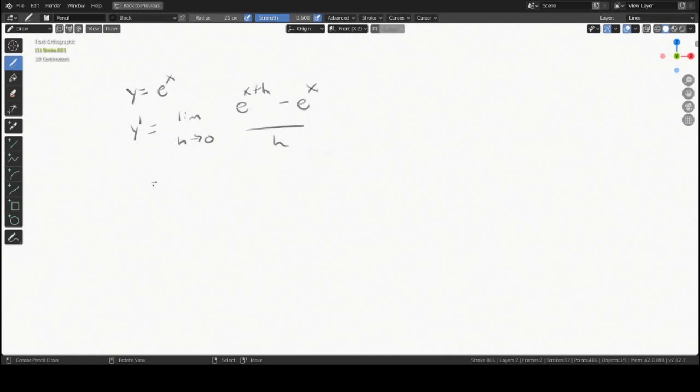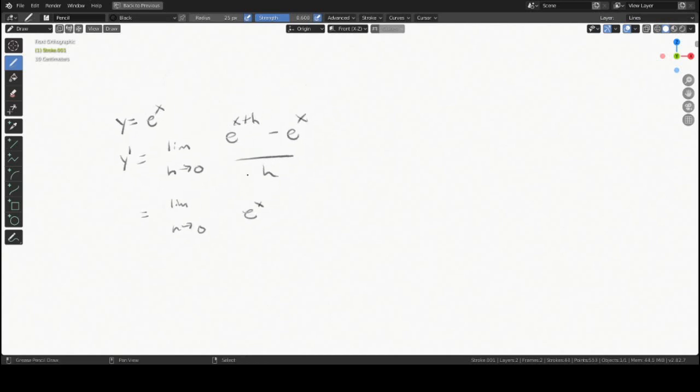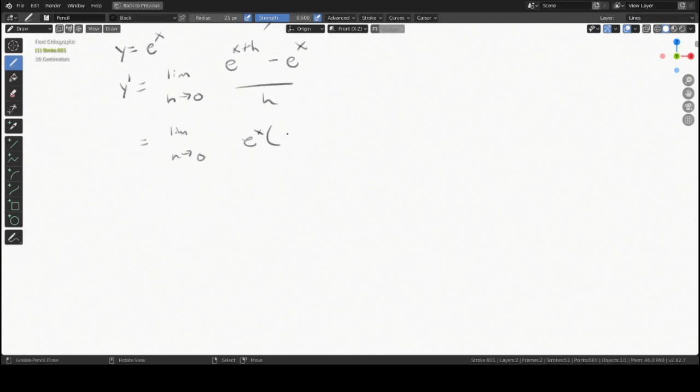So this is equal to the limit as h is approaching 0 of e to the x times e to the h, minus e to the x, over h. We can factor out an e to the x out of here, so that's what I'm going to go ahead and do. And then we'll get e to the h minus 1, and that is divided by h.